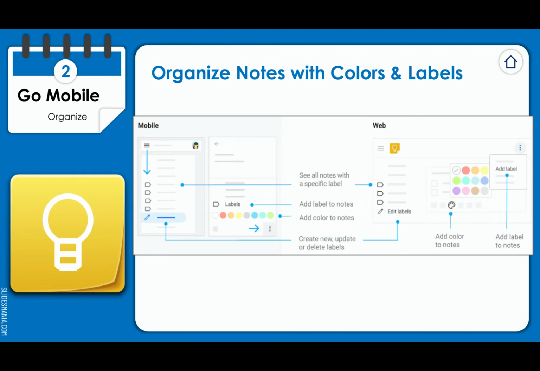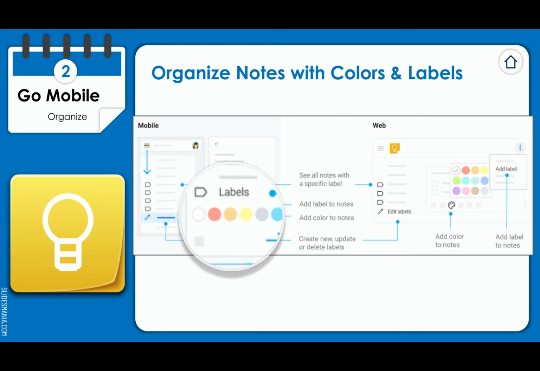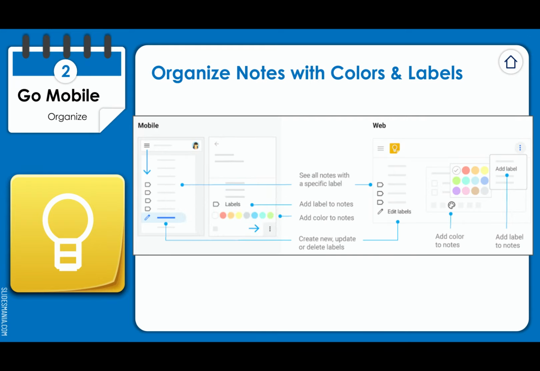On my mobile device, I can also organize notes with colors and labels. Okay, so here you can see what the labels look like. I can add labels, I can add colors to notes, and it compares this to the web app. Very similar. If you can work Google Keep in your Chromebook, you can also do it on your phone.